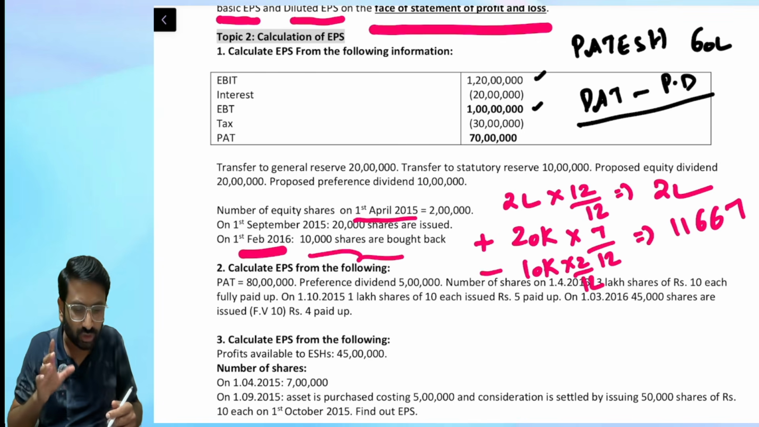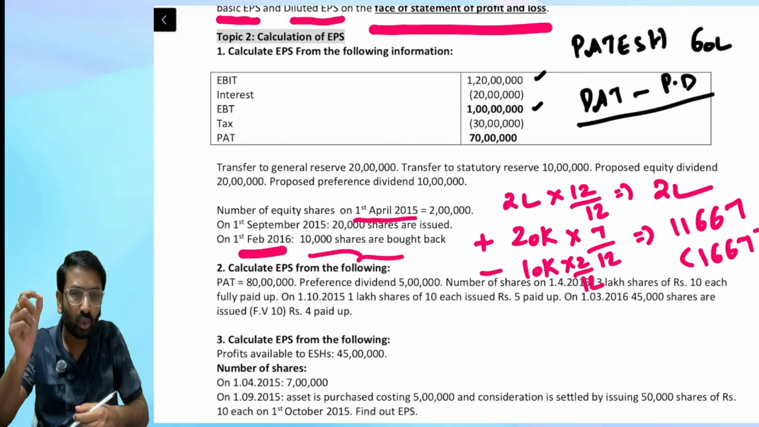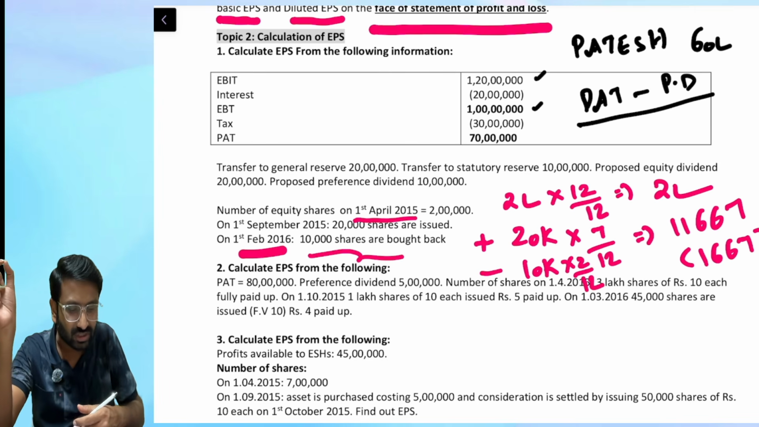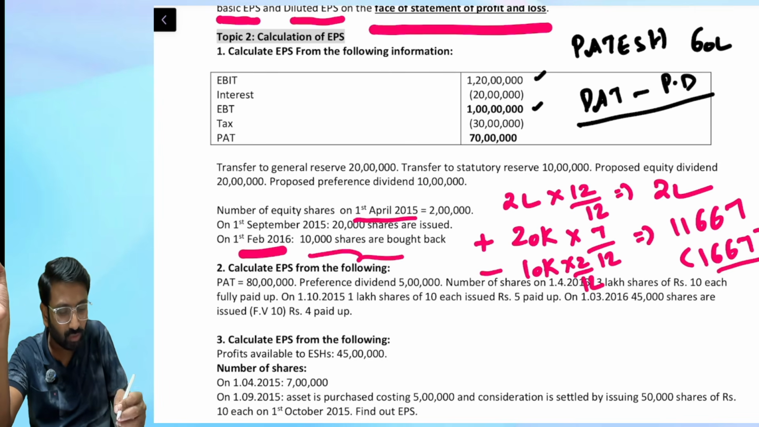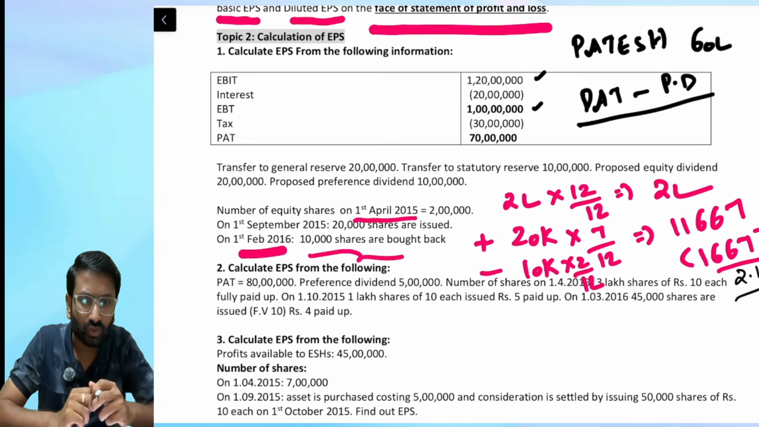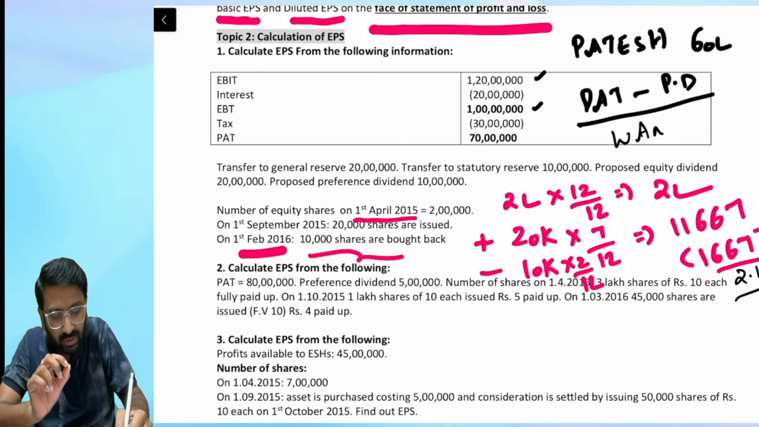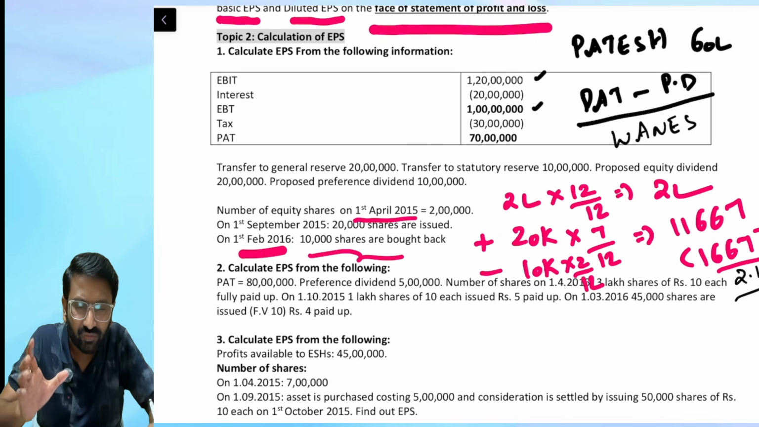So 10,000 into 2 by 12 will give me 1,667, minus that. So 2 lakh plus 11,667 minus that will give you 2 lakh 10,000. And this 2 lakh 10,000 is called the weighted average number of equity shares. What is it called? Weighted average number of equity shares.